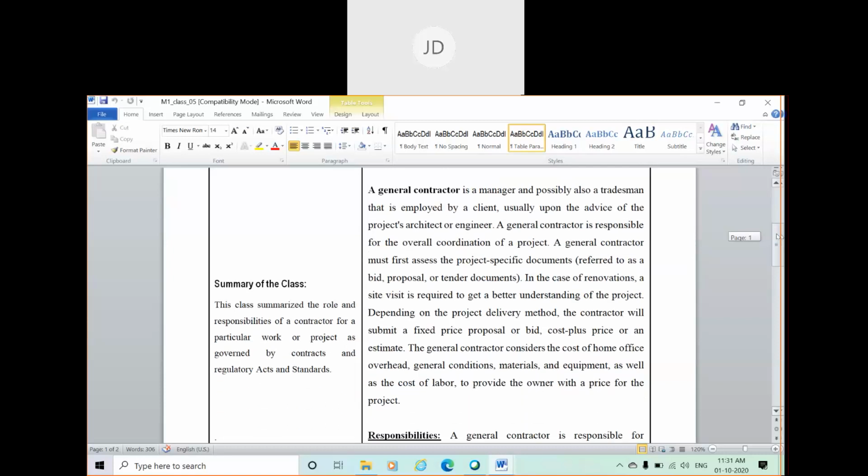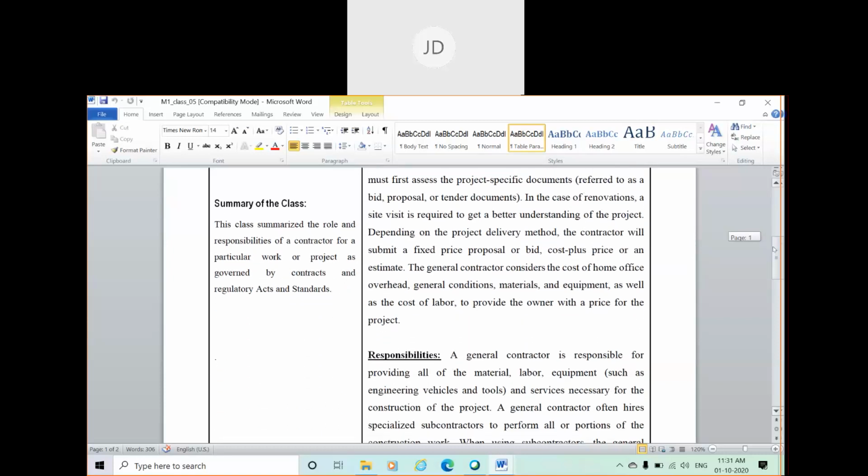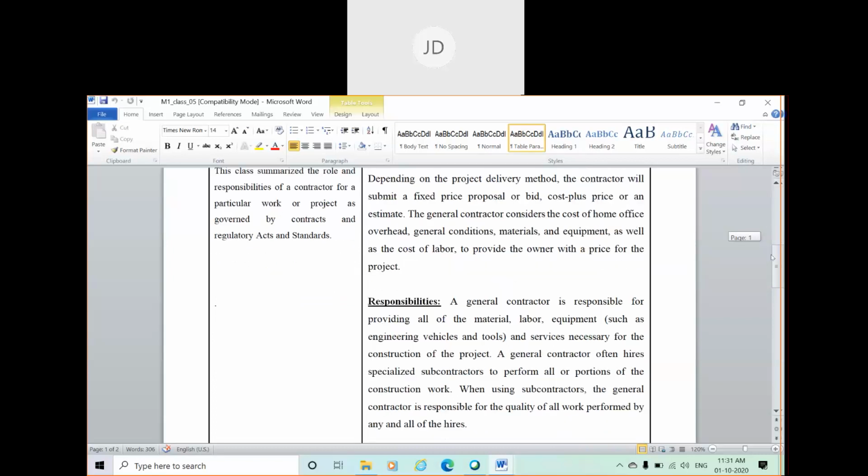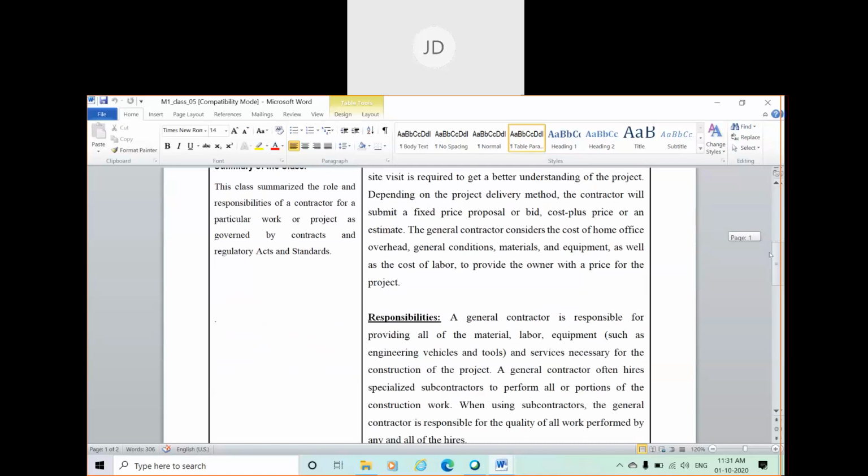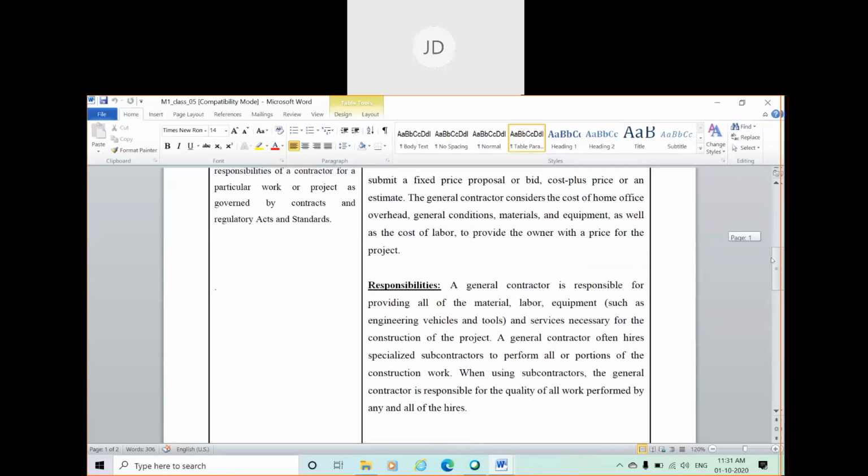Especially I just want to mention here the responsibility of a contractor. That means a very important term you should follow. A general contractor is responsible for providing all the materials, labor, equipment, such as engineering vehicles or tools, and services necessary for construction of the project.